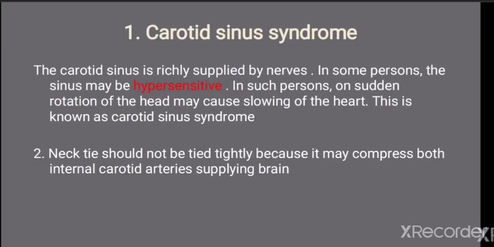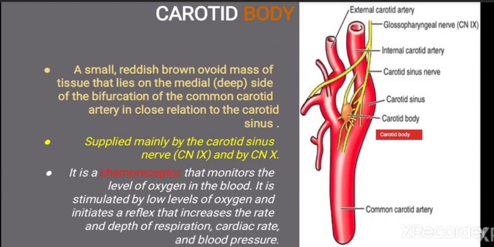Now, the related applied anatomy for this is carotid sinus syndrome. We know that the carotid sinus is richly supplied by nerves, and in some persons the sinus is very hypersensitive. In such persons, even a slight rotation of the neck may cause slowing of the heart, and this is known as carotid sinus syndrome. The necktie should not be tied tightly because it may compress both the internal carotid arteries which are supplying the brain. Then we have the carotid body.